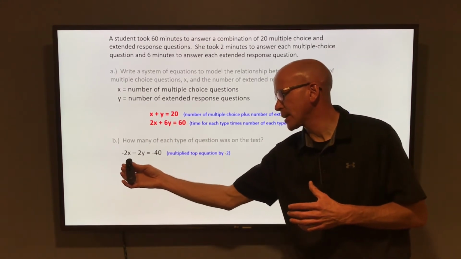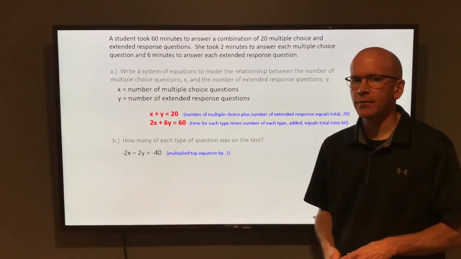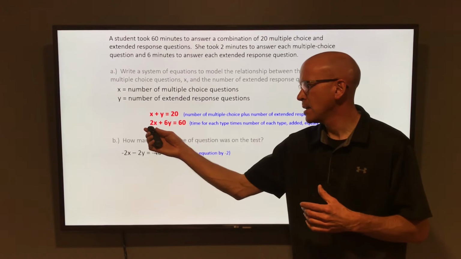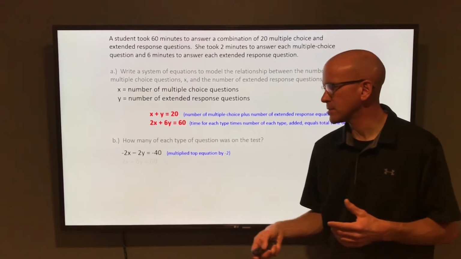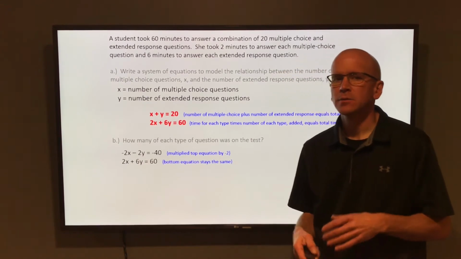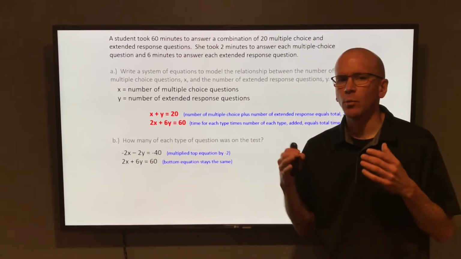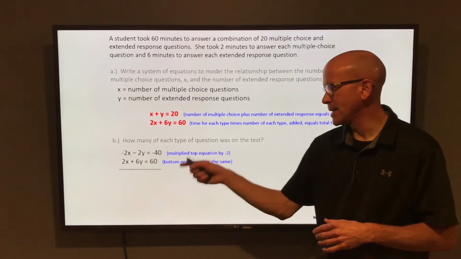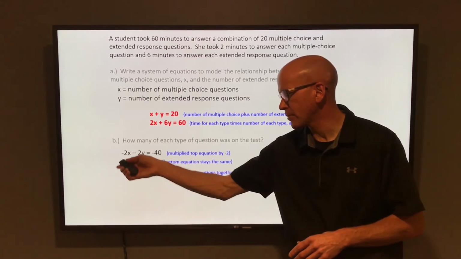So I get -2x minus 2y equals -40. Now the bottom equation stays the same because I already have a 2x. The bottom equation will just stay as it is, so that when I add those together, these x's will cancel. So the elimination method, you want to get one of the variables to cancel so you can solve for the other variable. So now adding those two equations together, the x's do cancel.